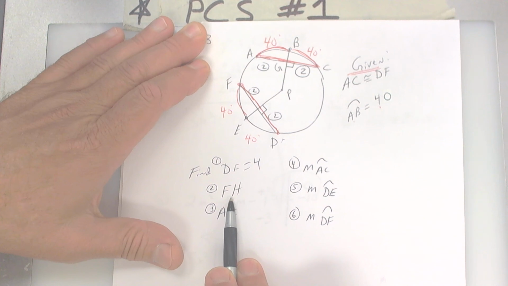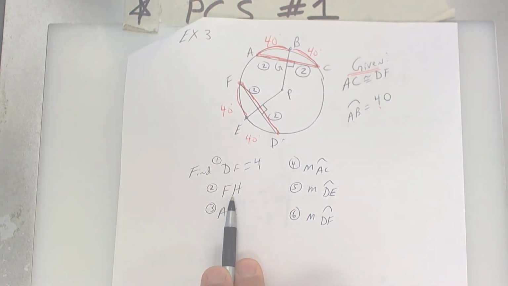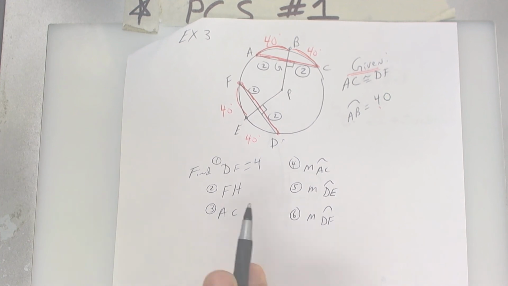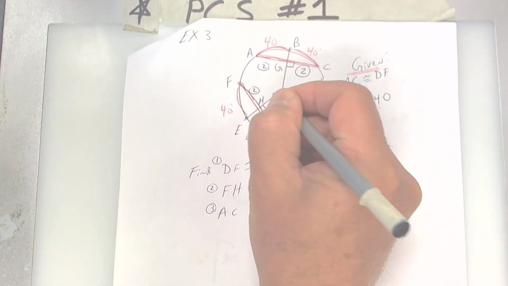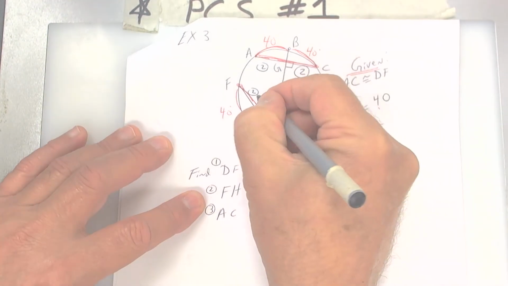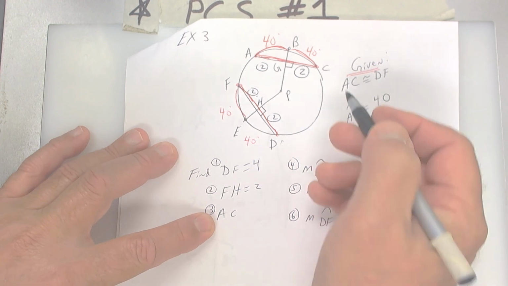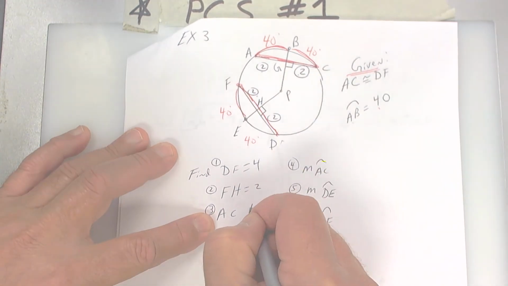FH, let me find FH. Where is that at? Let me look in the book and see if I missed something again. FH. H is right here. Okay. So FH, let me think now. It's 2. That's easy. And AC, where is AC? AC is the whole thing, so 2 plus 2 is 4.